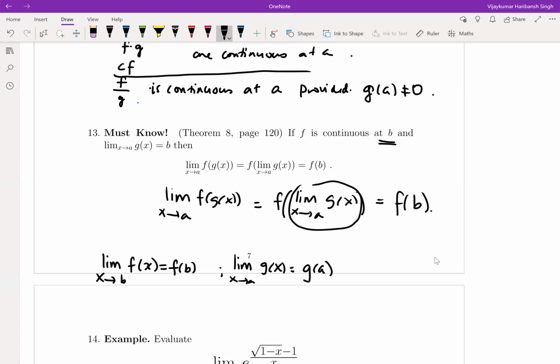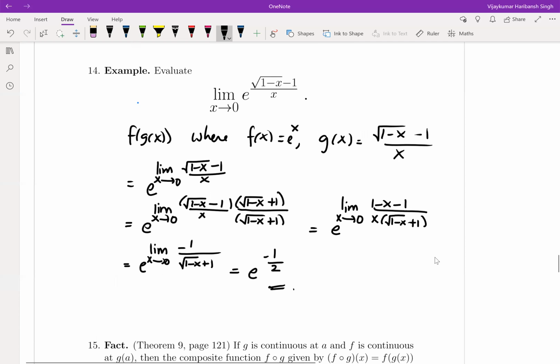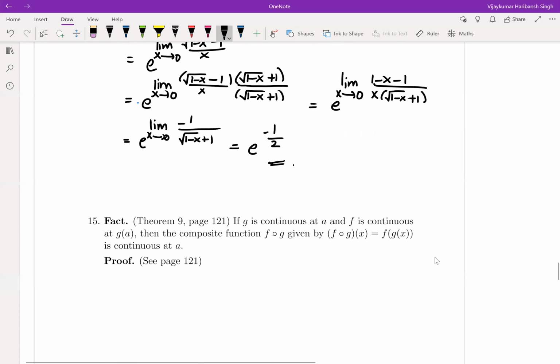Now we want to talk about the composition of this. So what can we say about the composition of two continuous functions? So if g is continuous at a and f is continuous at g of a, then the composition is continuous at a, right? So you can see limit as x goes to a, f of g of x. Now we are claiming that this is continuous at a, means we want to show that this is same as f of g of a.